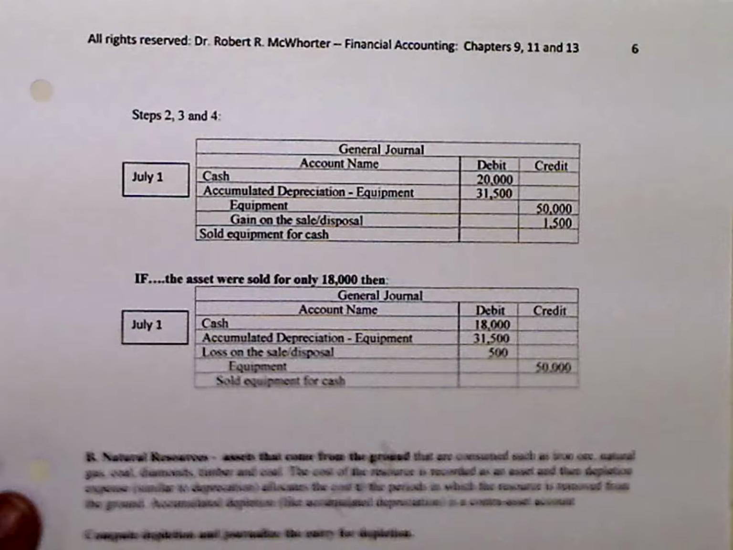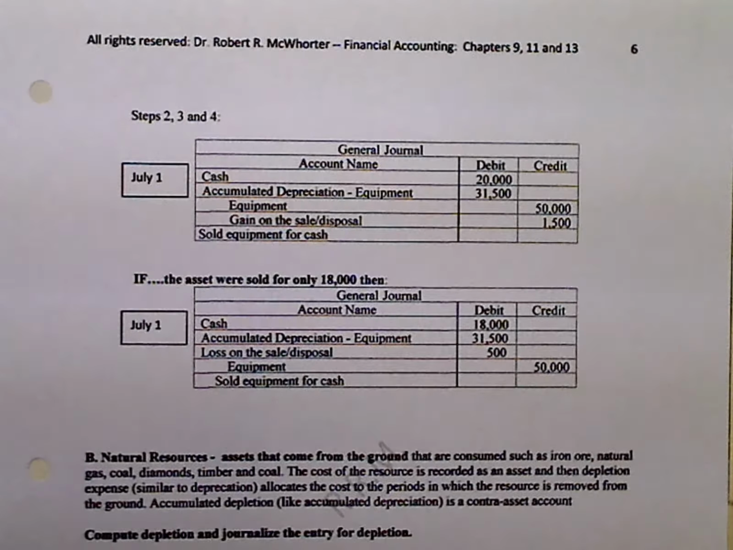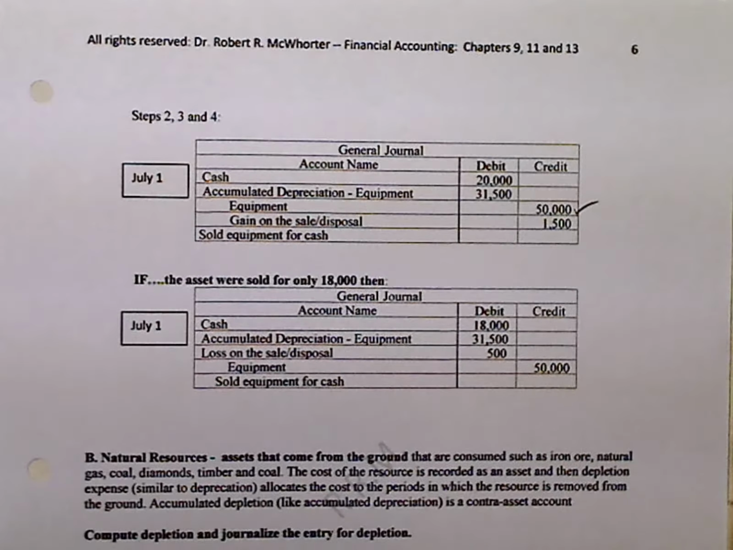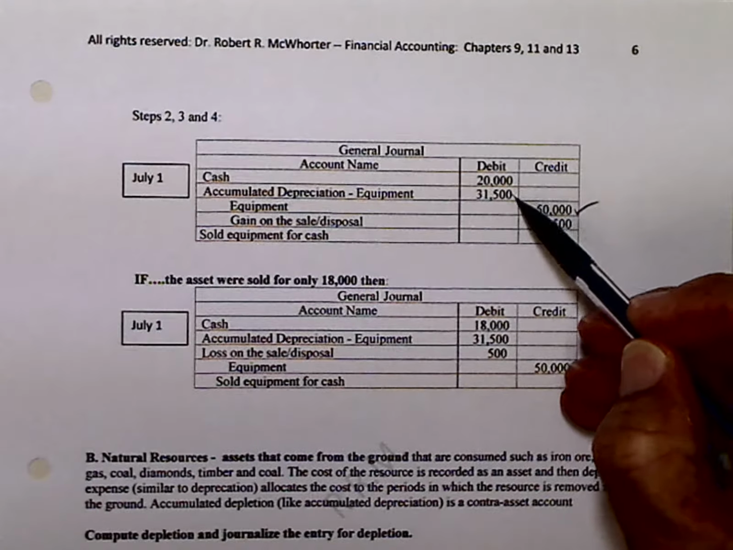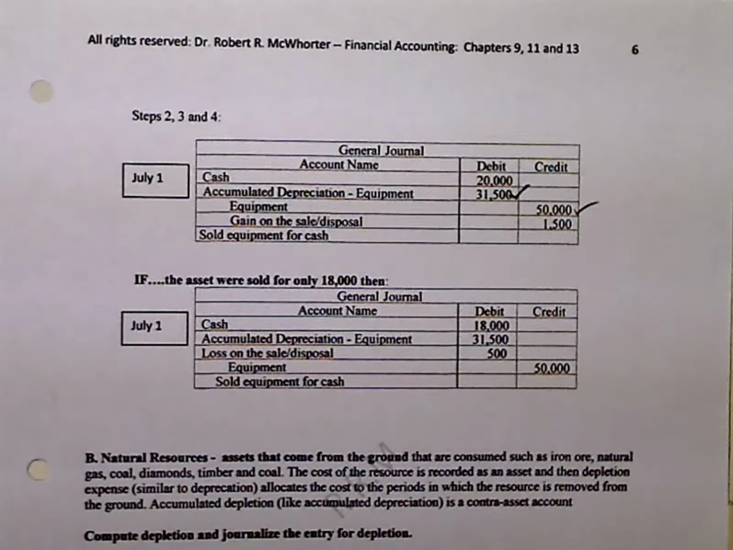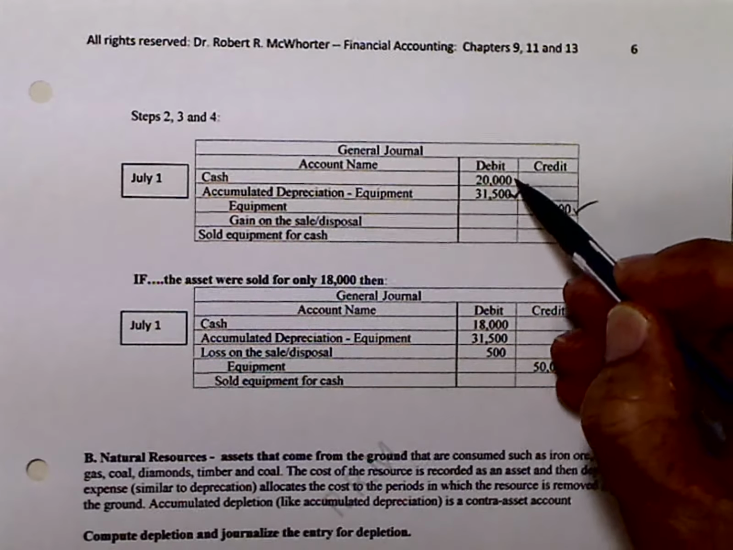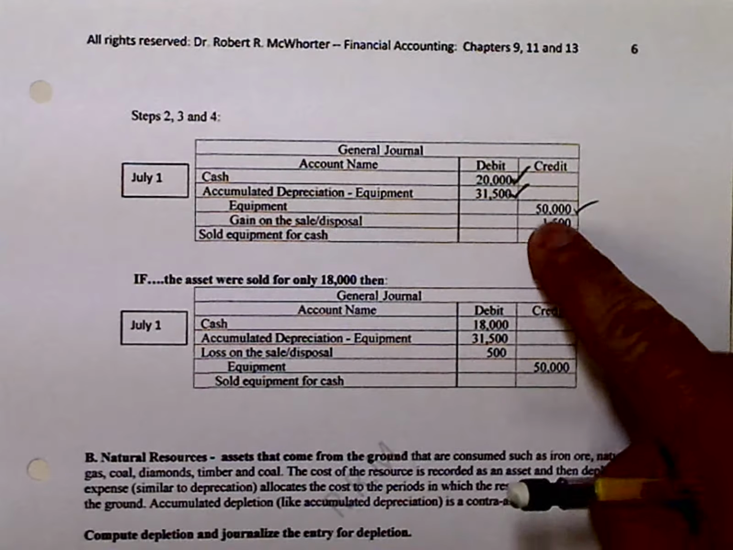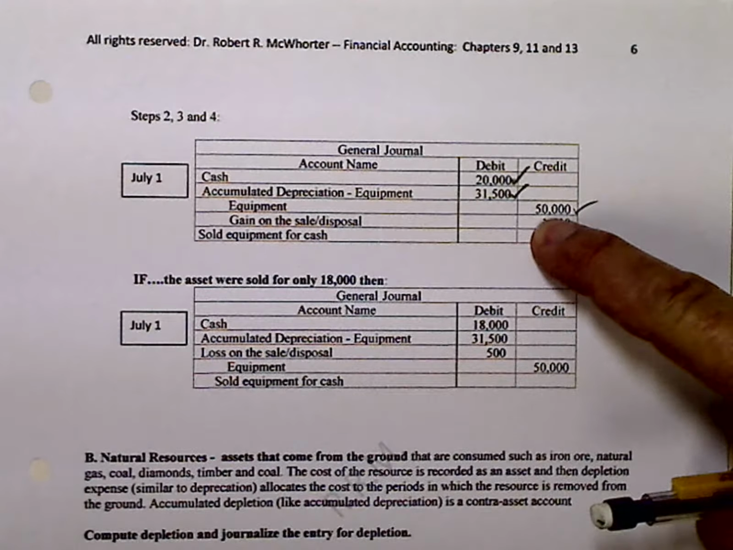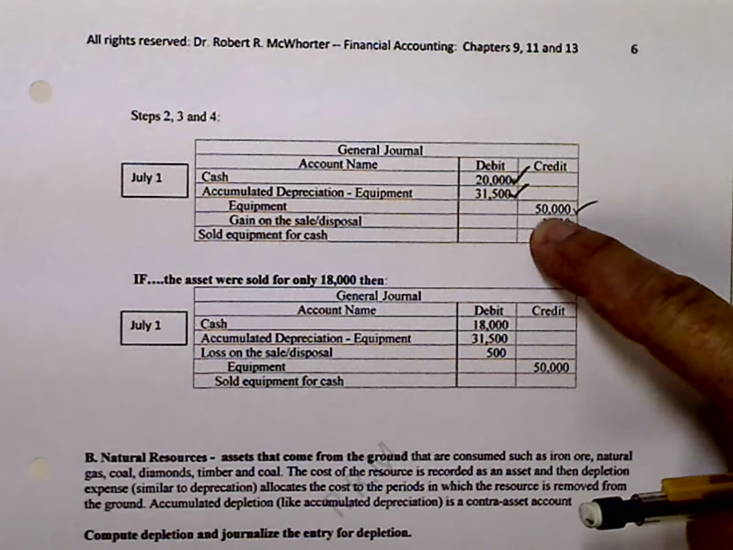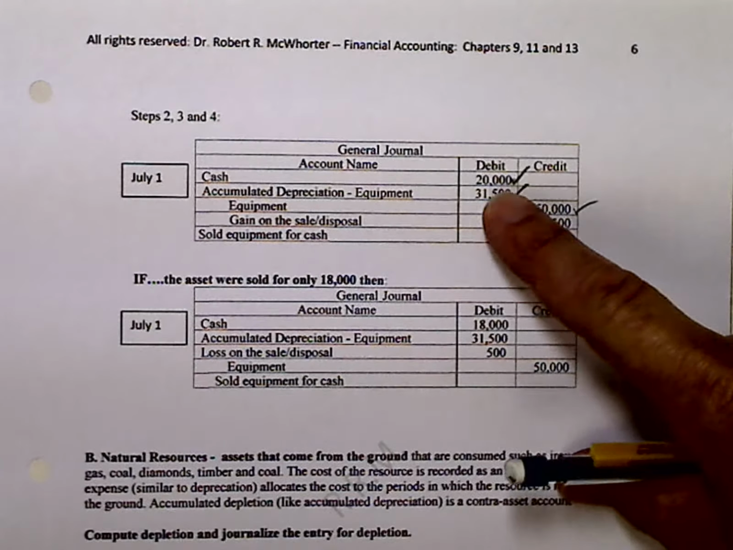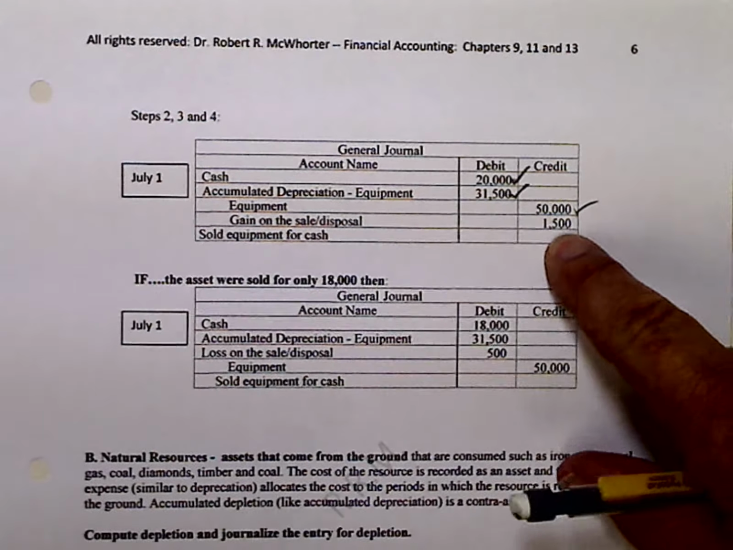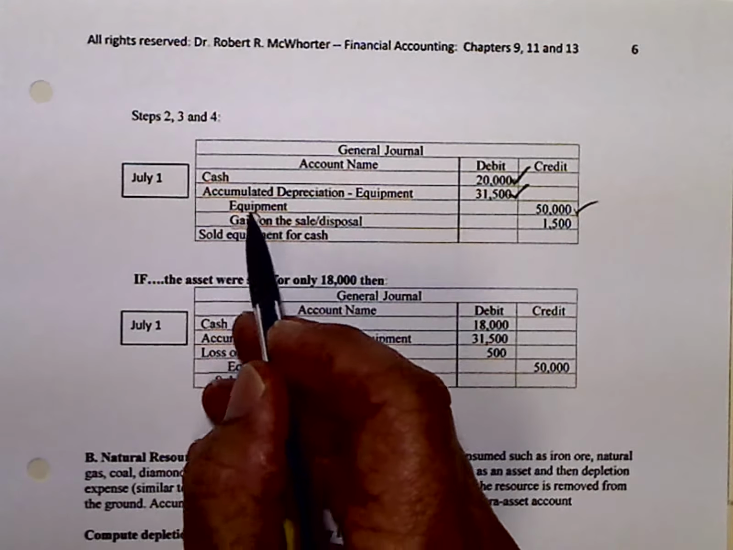Let's make the journal entry. Follow the rules. Remove the cost. Remove that accumulated depreciation balance. Reflect the $20,000 cash that came in. The entry doesn't balance at that moment. In order to balance this entry, the only amount possible here, $1,500 credit, and this is a gain.